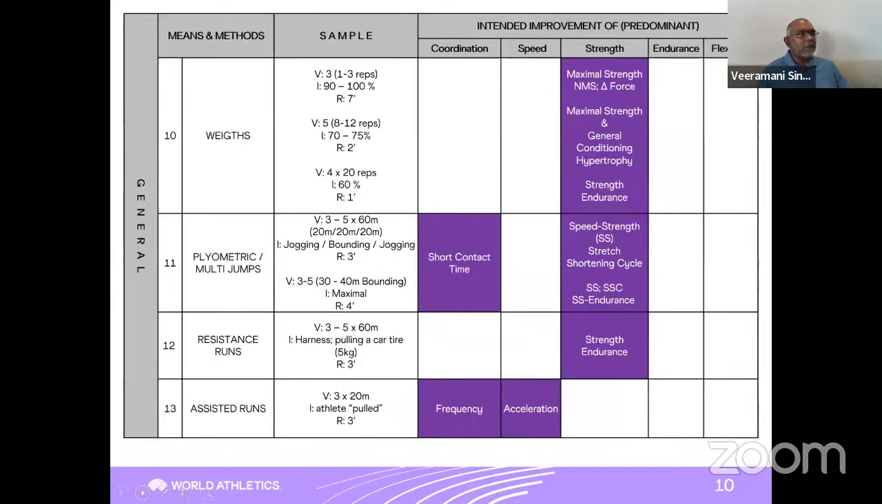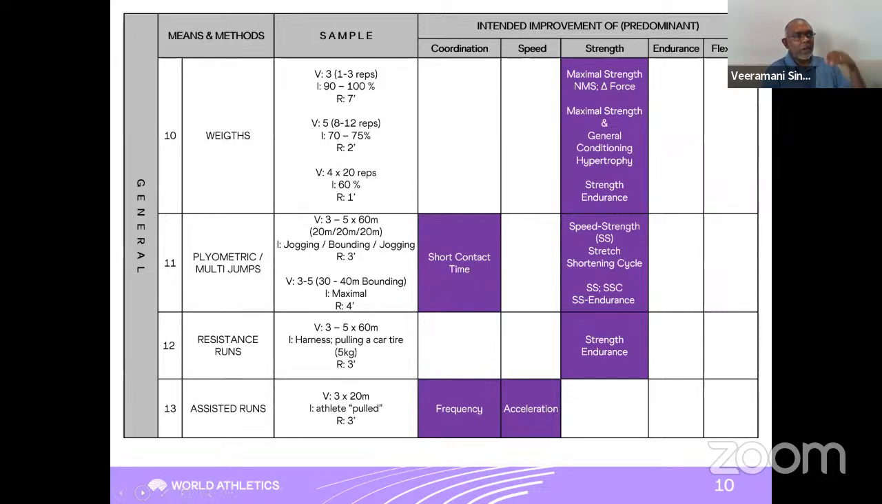Strength training with weights, again focusing on high quantity. We have shared about the intensities, 90 to 100%. If I were to move down to 70 to 75%, it is more hypertrophy related. 60% will be more strength endurance related. So this is how the flow can take place from sets to absolute rep numbers.